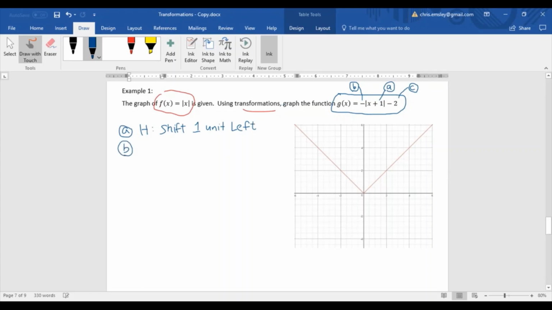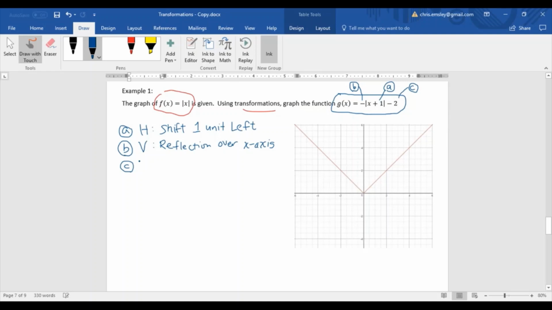The next transformation we have is that negative sign. It is outside of the absolute value, so anything that's outside of our function is a vertical change. And a negative sign is always a reflection. And since it's a vertical reflection, that's got to be a reflection over the x-axis.